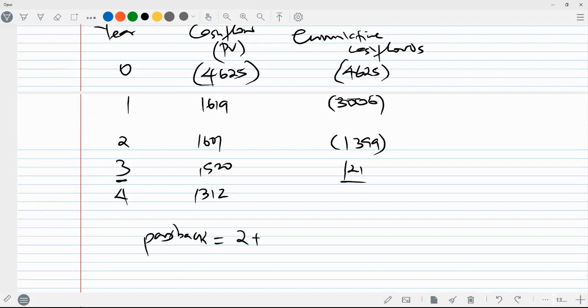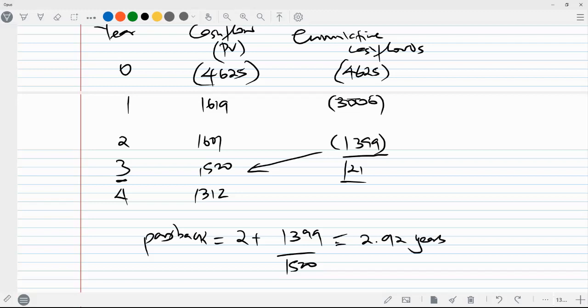There were 2 years plus. By the end of year 3, you require 1399. This is going to be earned from year 3 cash flow, so we have to divide by 1520. 1399 divided by 1520 gives us 2.92 years. That's for alpha. Okay, do the same for beta.